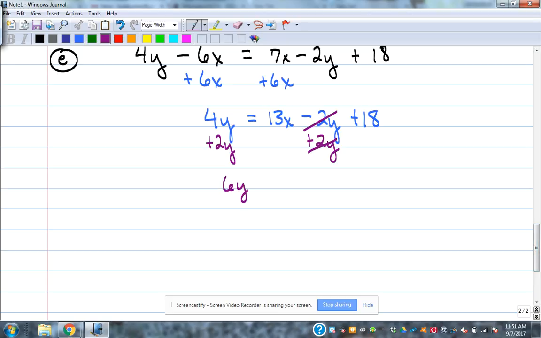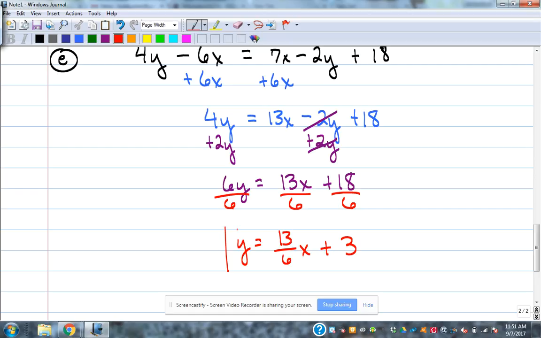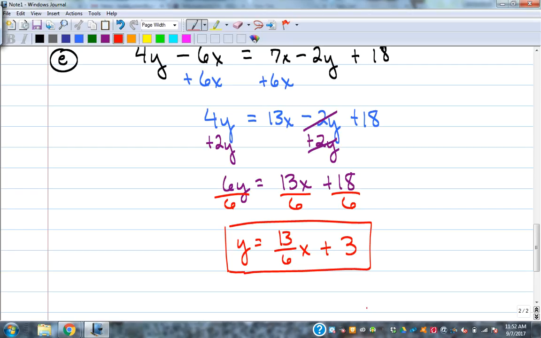So that's going to be 6y, 13x plus 18. Divide everything by 6. Last step. Does 13 over 6 work? Does it reduce? We leave it 13 over 6x plus what? 3. 18 divided by 6 is 3. We're left with that. Y by itself. Okay. All right.